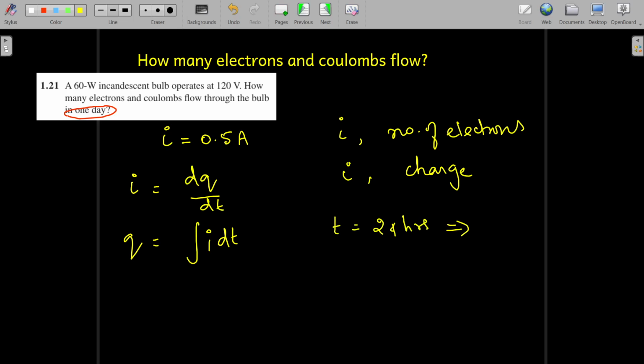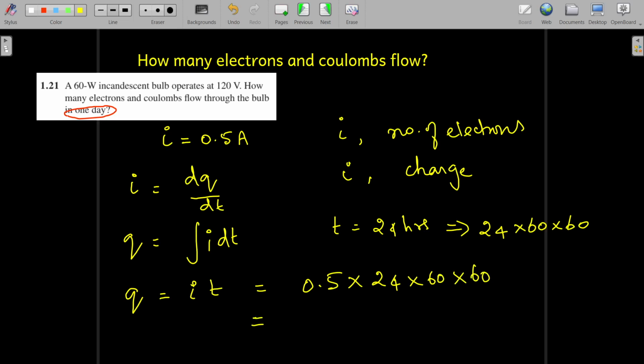Charge per second gives you the current, so we need to calculate the time in seconds. It is 24 into 60 minutes into 60 seconds, and that is the time period. So Q is equal to I into that time period: 0.5 amps multiplied by 24 into 60 into 60. This is equal to 43,200 coulombs. So we have calculated the charge, which is one answer we got.